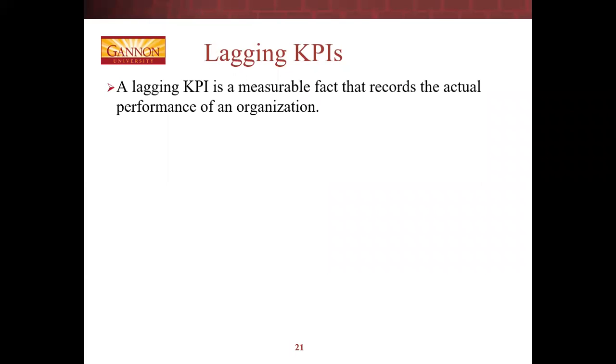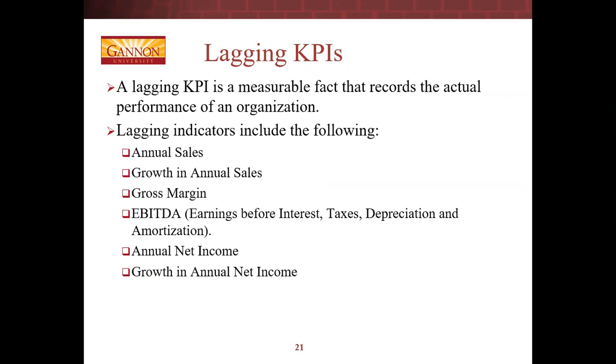A lagging one is a measurable fact. It records the actual performance of an organization. Lagging indicators usually include the following: annual sales, growth in annual sales, gross margin, EBITDA, which is earnings before interest, taxes, depreciation, amortization, and that's a measure of profitability. Annual net income, growth in annual net income. So these are facts. They're mostly financial ones. You could have other ones, but mostly we're focusing on these types of key performance indicators.